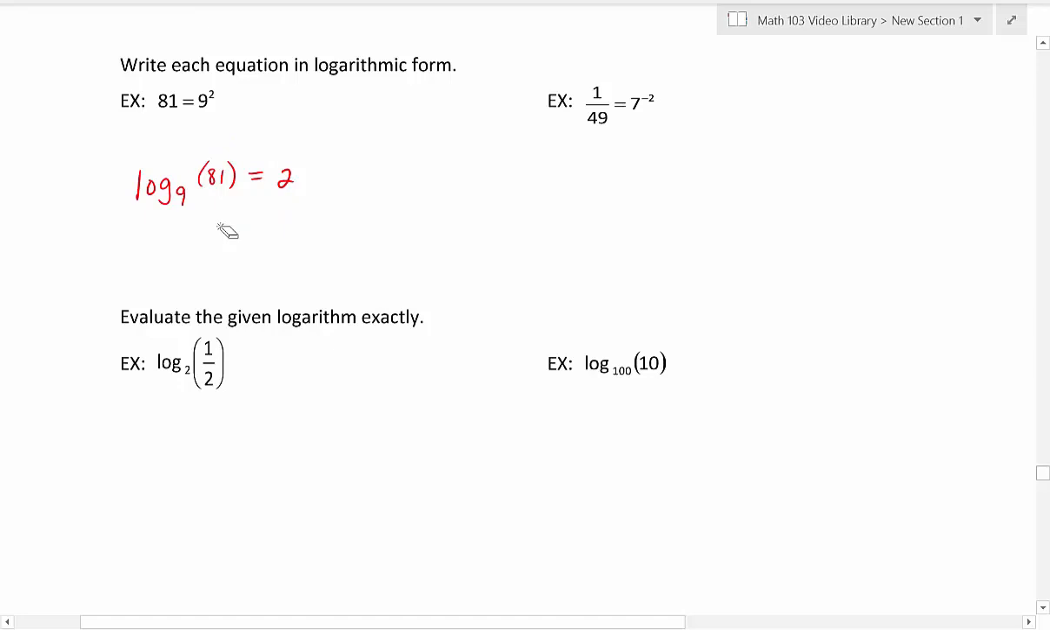Let's convert 1/49 equals 7 to the negative second power to logarithmic form. We know that the bases are the same. Our base in this example is 7. Our argument, which is what we call inside the parentheses, is 1/49, and this will be equal to -2.